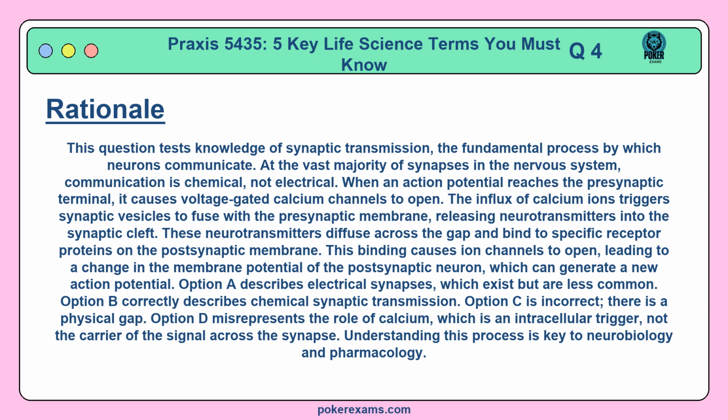These neurotransmitters diffuse across the gap and bind to specific receptor proteins on the postsynaptic membrane. This binding causes ion channels to open, leading to a change in the membrane potential of the postsynaptic neuron, which can generate a new action potential. Option A describes electrical synapses, which exist but are less common. Option B correctly describes chemical synaptic transmission.